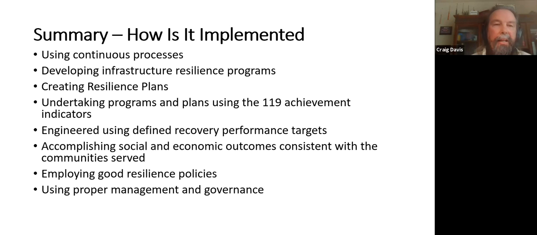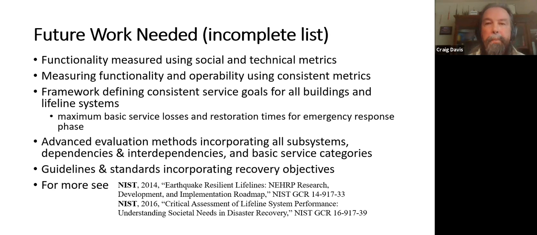And then lastly, I want to point out where future work is needed. This is not a complete or comprehensive list. I'm just listing some high priorities that are currently or should be worked on. So functionality needs to be measured using social and technical metrics. Normally it's only addressed using technical metrics.